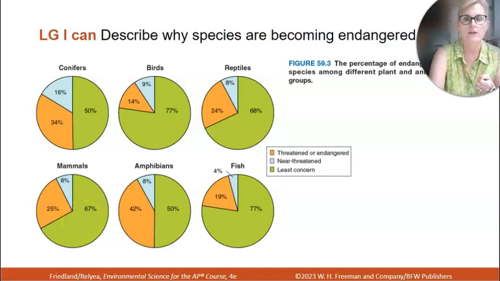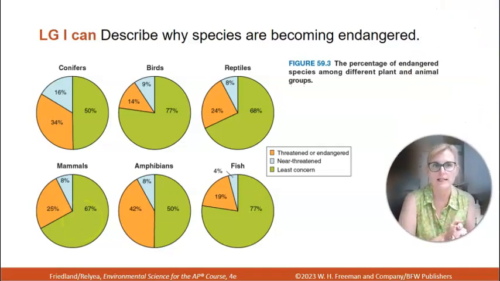Okay, so we have endangered species by type. Conifer is a type of tree. Think of a Christmas tree as a type of conifer.